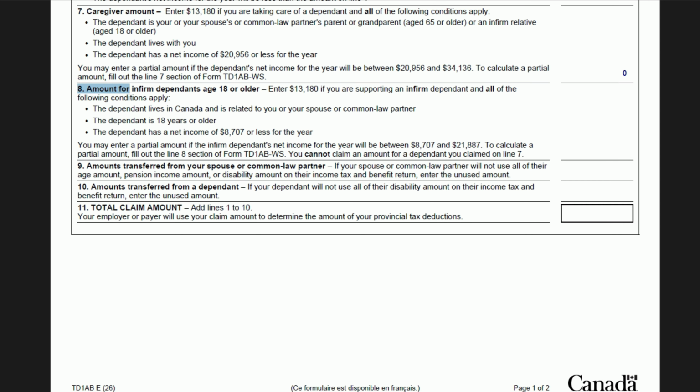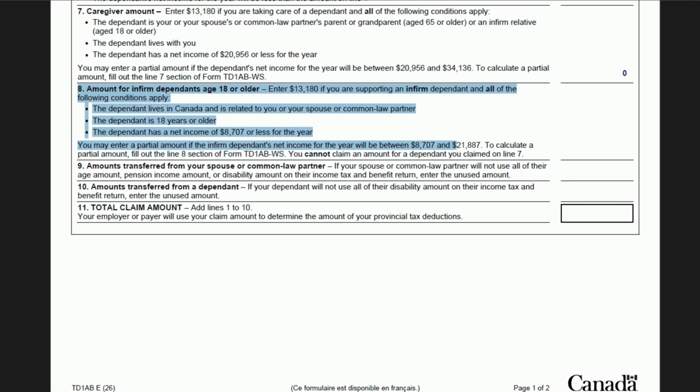Line 8, amount for infirm dependent, age 18 years or older. Remember this, 18 years or older. Enter 13,180 if you are supporting an infirm dependent and all of the following conditions apply. The dependent lives in Canada and is related to you or your spouse or common law partner. The dependent is 18 years or older. The dependent has a net income of 8,707 or less for that year. Here, the dependent could be a parent, it could be a sibling.